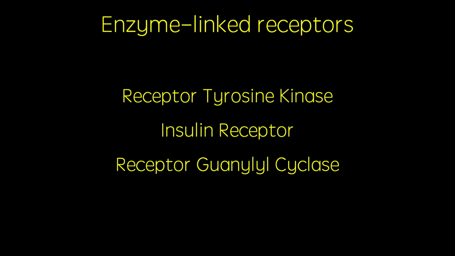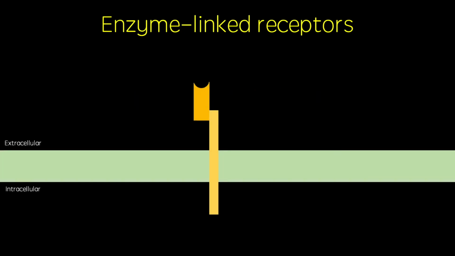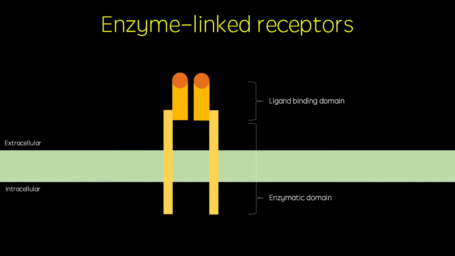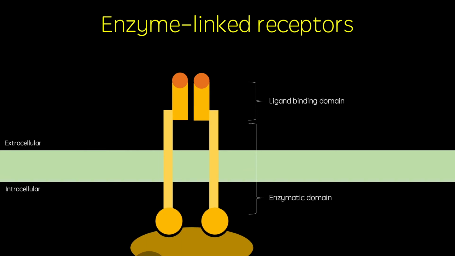Enzyme-linked receptors include tyrosine kinases, the insulin receptor, and receptor guanylyl cyclases. These receptors have a ligand binding domain as well as an enzymatic domain. Upon activation, these receptors dimerize, although some receptors remain dimerized even when in the rested state. This dimerization activates the enzymatic domains, allowing for downstream intracellular signaling.